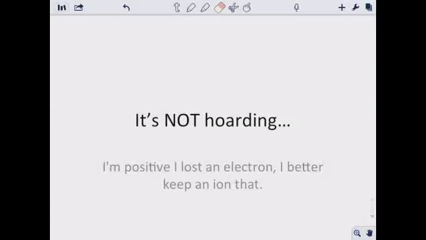Okay, we're going to start with the first lecture in Unit 5, and it says, "It's not hoarding." It says, "I'm positive I've lost an electron. I better keep an eye on that." And so we're going to talk about ionic bonds and how they're formed and everything else.